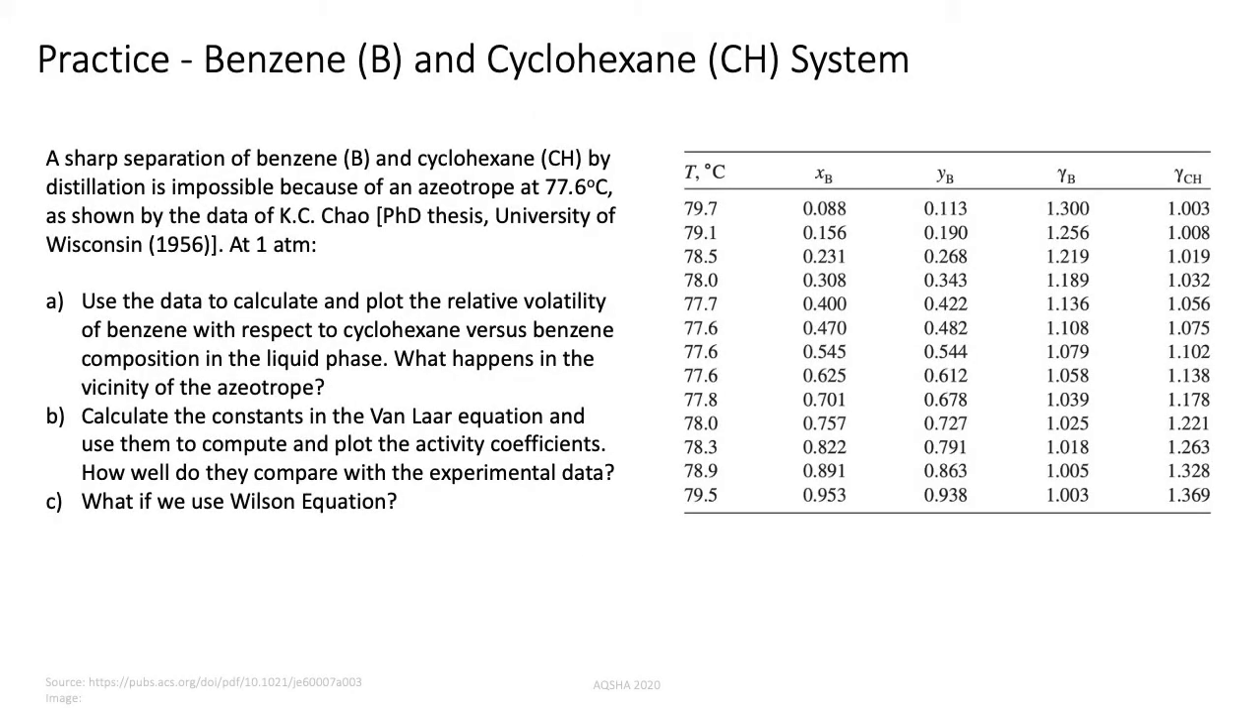Here we have another set of data of benzene and cyclohexane system. So I want you guys to practice using the Van Laar equation and also the Wilson equation and compare both of them. Try to do the calculation to plot the relative volatility of benzene with respect to cyclohexane, and then we're going to use this to calculate the interaction constant, and then later we can use it to produce a similar graph to what we have in the previous practice.